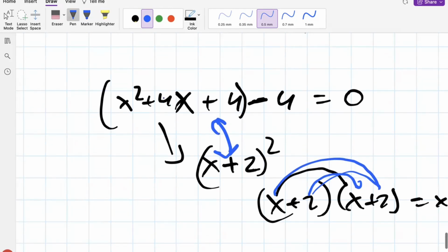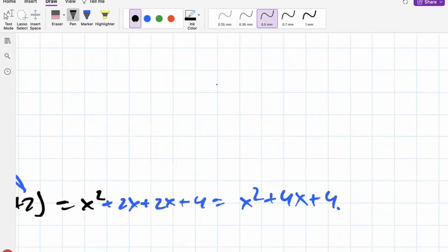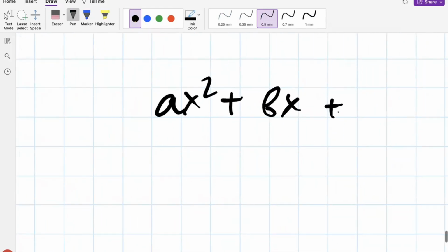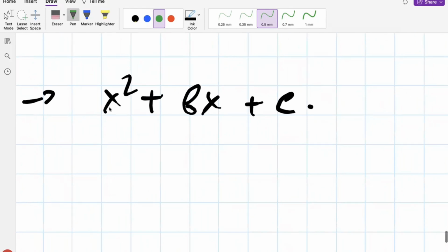Okay, in this case, it was obvious how to find C. Sometimes you have difficult expressions, and you have to figure out which number to add. Basically, the general form of a quadratic equation is ax squared plus bx plus c, right? We consider that your a is 1, so a will always be 1, and we can just forget about it. And you have x squared plus bx plus c.